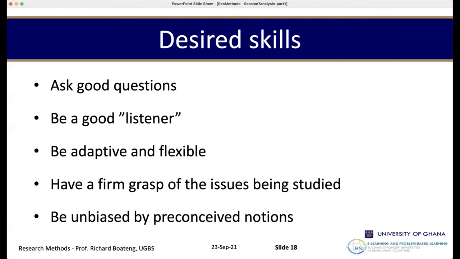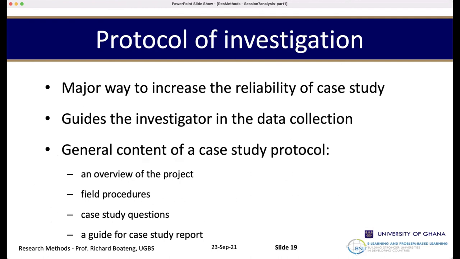The skills you need in terms of data collection are that you should ask good questions, be a good listener, be flexible and adaptable. You need to adapt to the situations that come up. And flexible too. Okay, so now you have seen all of them. Be unbiased by preconceived notions. Have a firm grasp of the issues being studied. Be adaptive and flexible, a good listener, and ask good questions. Okay, no question here. Then let's go.